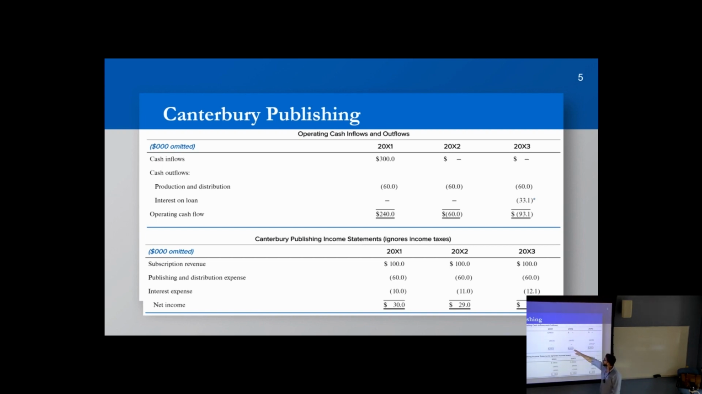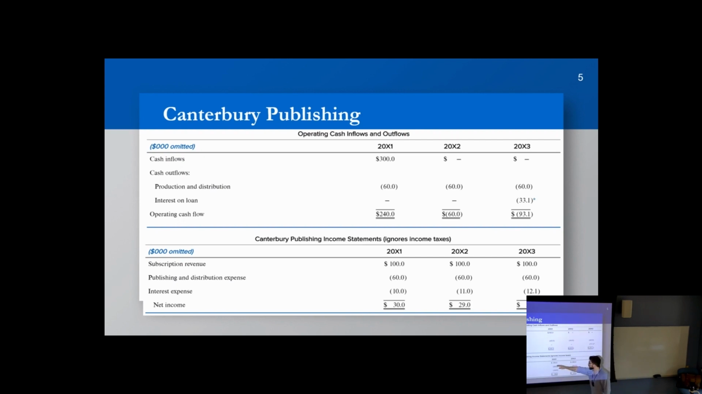Right, we have operating cash outflow in the second year, no operating cash inflow. Then we have operating cash outflow in the third year, plus interest paid on our loan, for a total cash outflow of $93,000. Now let's contrast this with what the income statement is going to be reflecting.